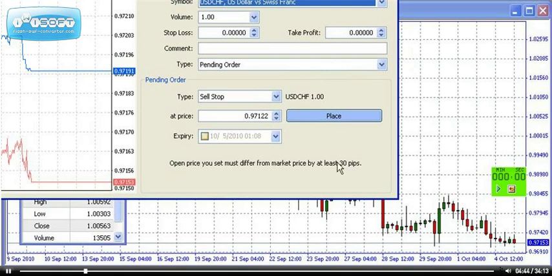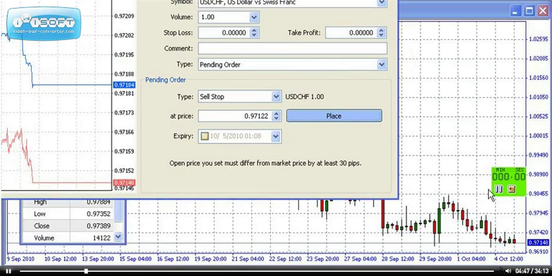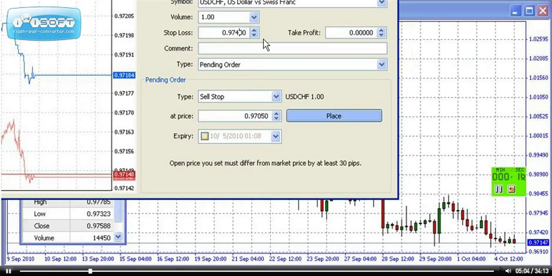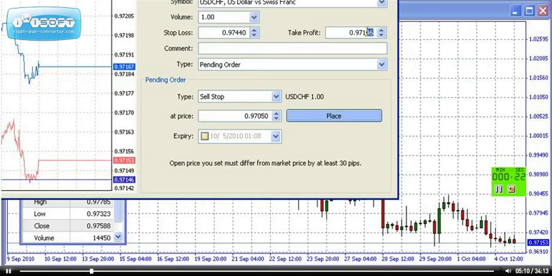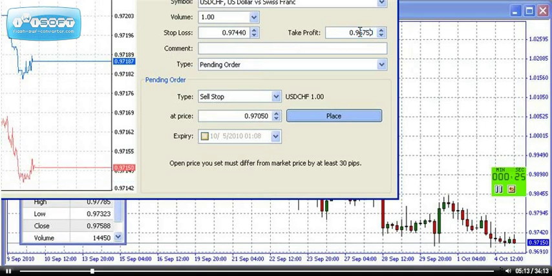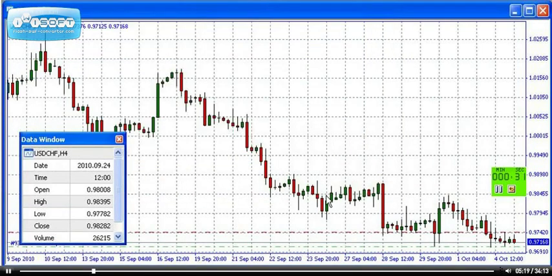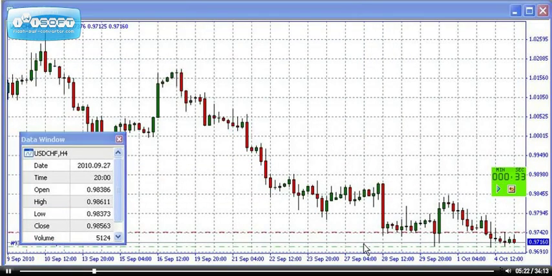And so my sell stop, and I'm going to start this clock here to show you how quick this goes for those of you that are new to this. We're going to sell at 97.05, so I just go in and change that to 97.05. I'm going to load in my initial stop at 97.44. And my first profit target at 96.75. Do one lot, place the order. Okay. All right, there you go. The order's in. 33 seconds.